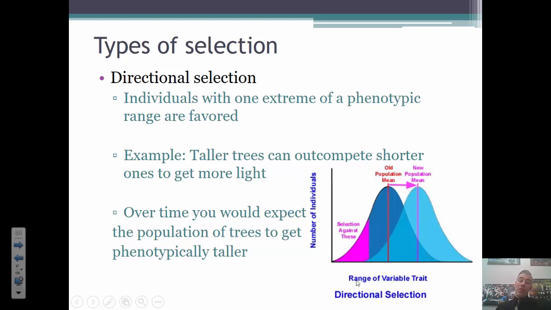So another example of this, not even humans, taller trees can outcompete shorter trees. So taller trees are selected for because they tend to get more light. And over time, you'd expect the population of trees to get taller and taller because the ones that were taller collected more light, were able to do more photosynthesis and create more glucose, have more sugar, create more babies, and thus they have a higher reproductive success.